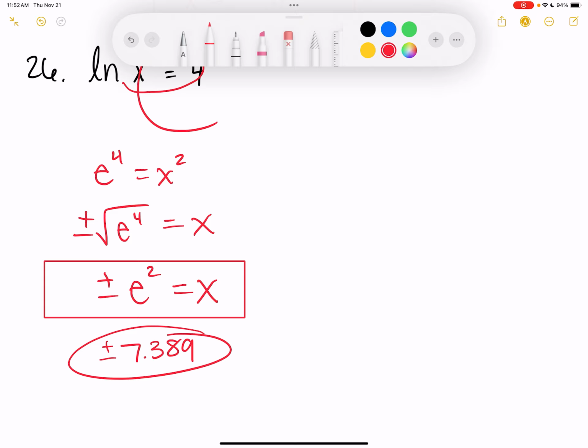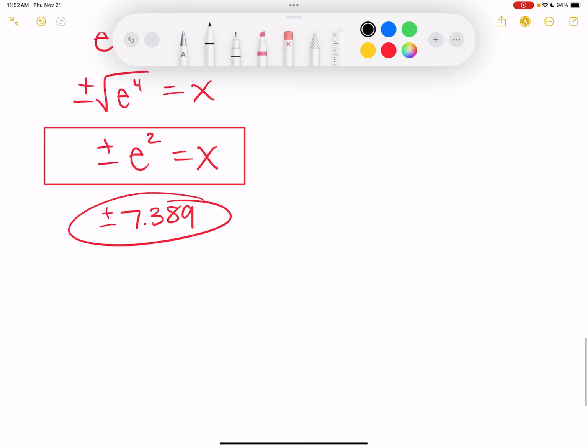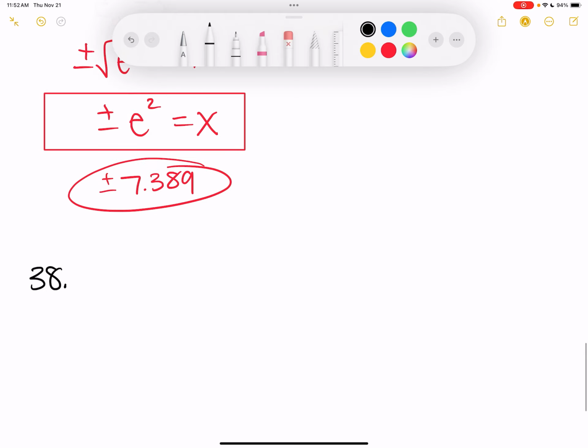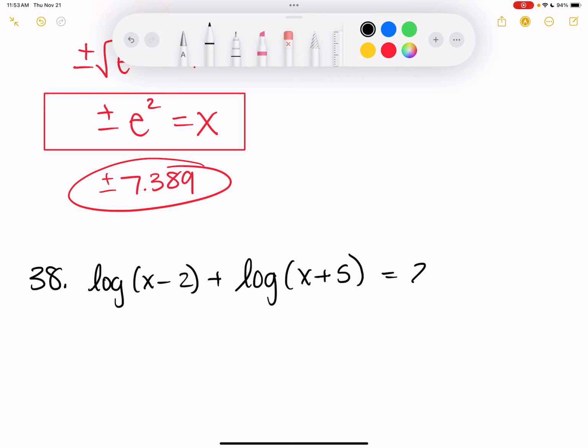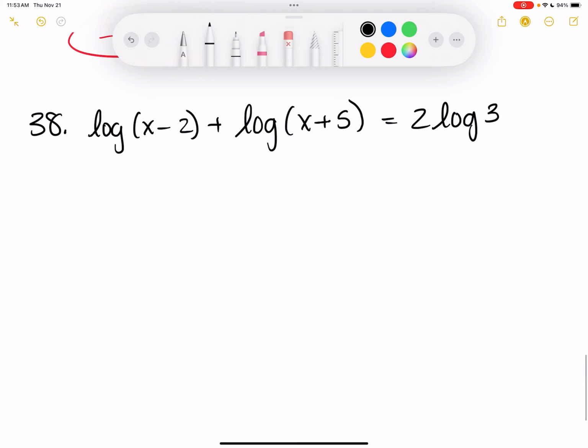38. Same instructions. We're just jumping some in the middle that are way harder than stuff that you need to be able to do. So 38, I've got log of x minus 2 plus log of x plus 5 equals 2 log of 3. So what's different about this one compared to the other ones that we've done so far today? Any idea what I might need to do first before I go through and do the whole problem?